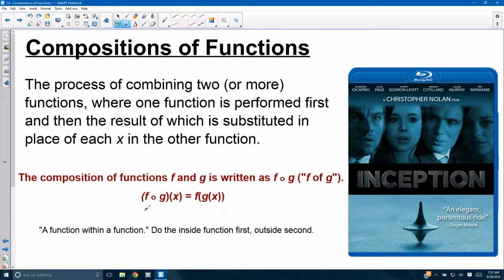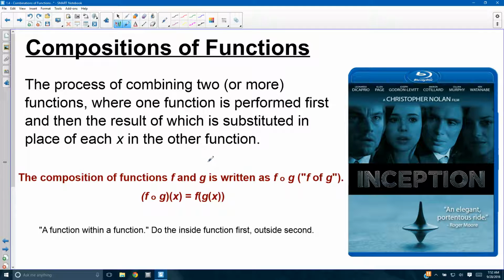Now, here's where I was talking about multiplication. Make sure that it's not the same thing. If I write that, that is not the same thing as f times g of x. This is why I tried to avoid doing the closed dot, to differentiate. This is not multiplication. You are taking a function of a function, or a function within a function. Do the inside function first and the outside second, meaning take g of x and then take f of whatever that value is.